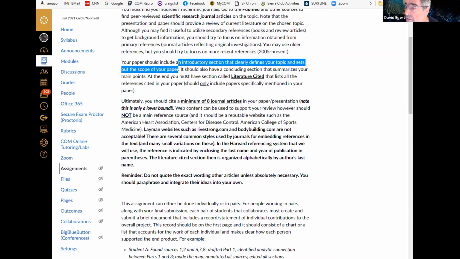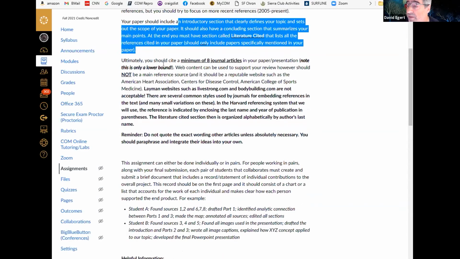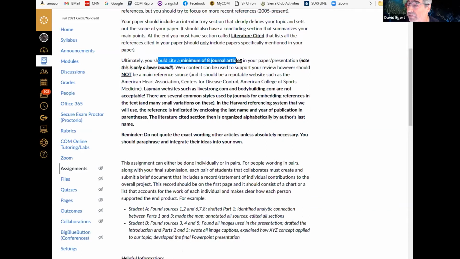It should also have a concluding section that summarizes your main points. So in the end, it's like, okay, here we've just gone on this journey together, and here are the take-home messages. You also have the literature cited. I'm saying here minimum of 8, but it's a lower bound. A lot of times people use more. This is the minimum. If you don't have that, you're going to be in trouble.